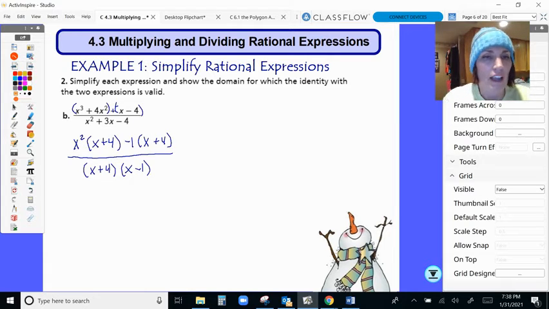Then up top here, I have x plus 4, and the leftovers are going to be this x squared minus 1.